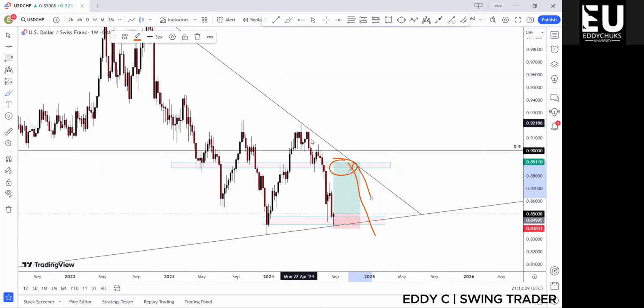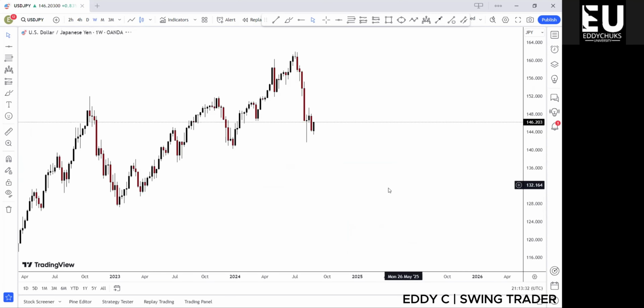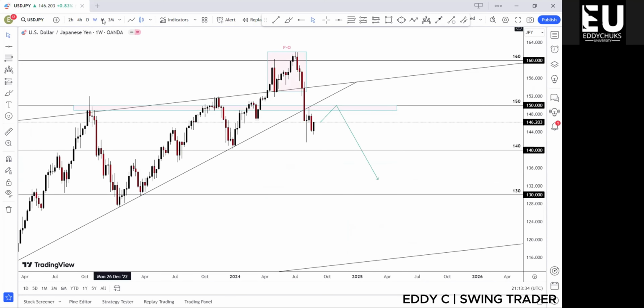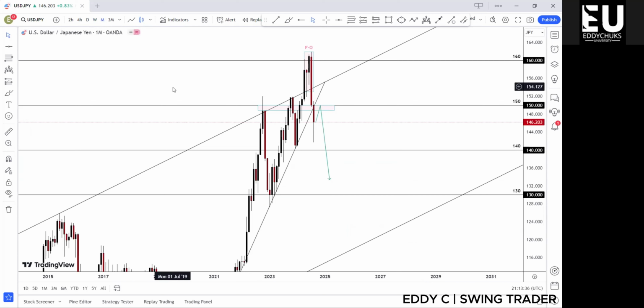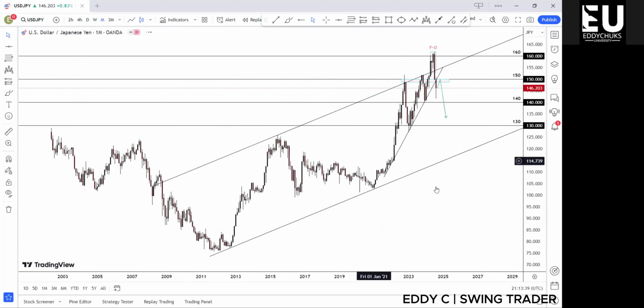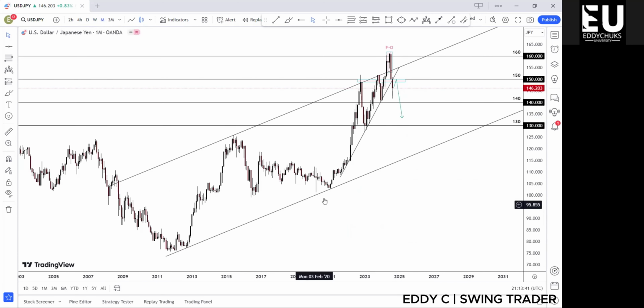But before I trade this, I must first confirm that my bias is indeed right before I hop on this. So the next currency I want us to look at is the USDJPY. No doubt the USDJPY has been in a very, very massive uptrend since around 2020.